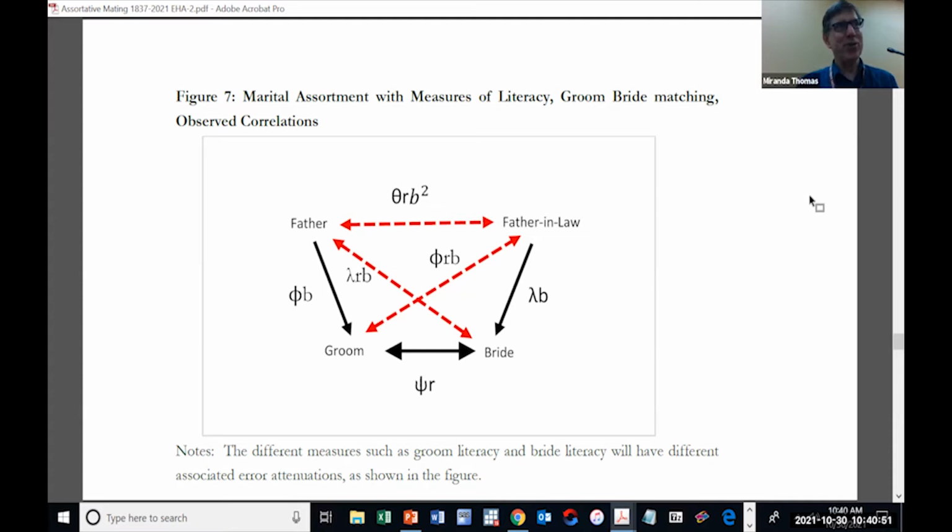And so it's asymmetrical in terms of the error structure between the correlation to the bride and the groom. But what you can see again is that if we take the groom to the father-in-law divided by the father to the groom, it will again spit out R. If we take the bride to the father and divide that by the bride to the father-in-law, again, the ratio of those two will be R.